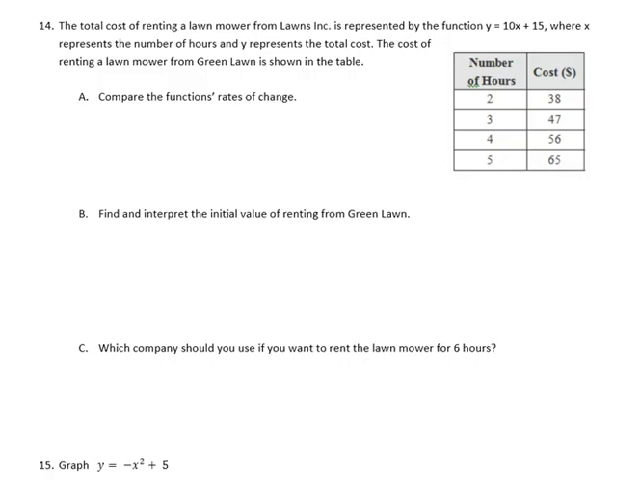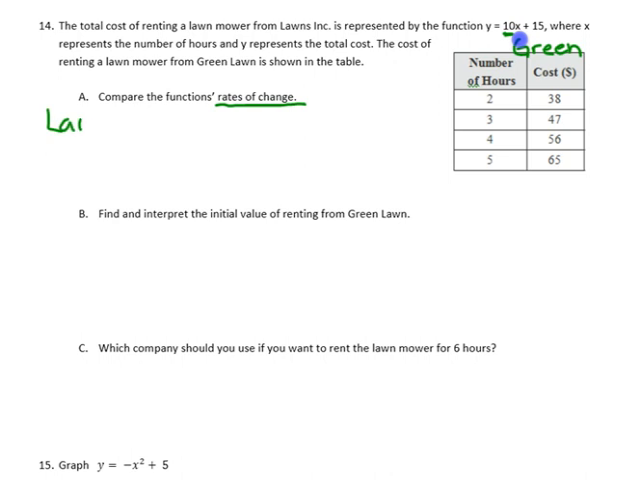All right, last page. Ooh, we're getting through this kind of fast. Total cost of running a lawnmower from Lawns Incorporated is represented by the function y equals 10x plus 15. And the cost of running a lawn, this is Green's Lawns. And they want us to compare the function's rates of change. Well, in lawns, the 10 represents your rates of change.